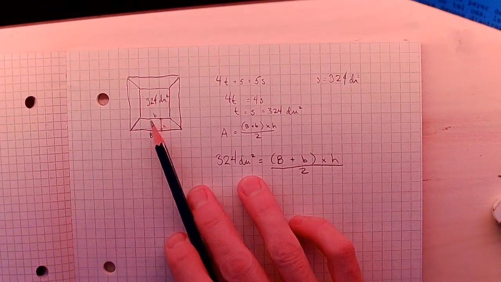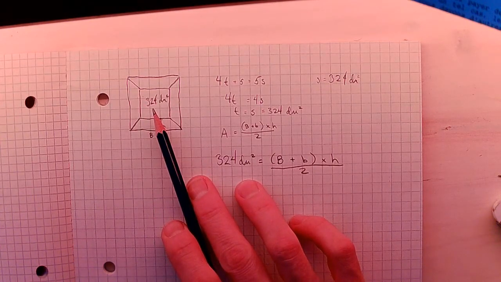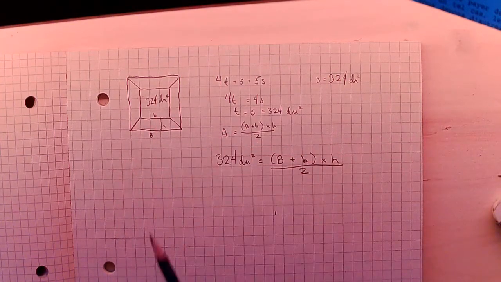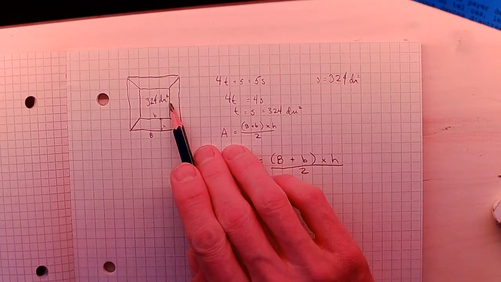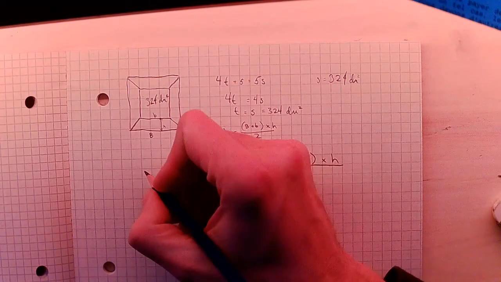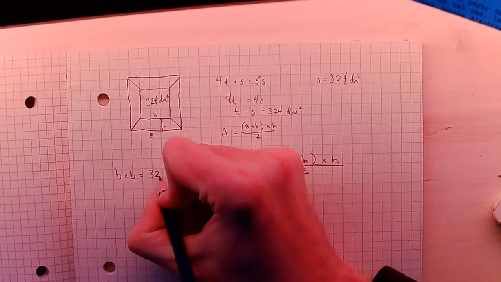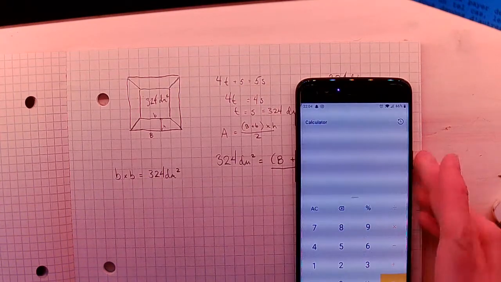Small b is equal to the side of this small square, which has an area of 324 decimeters squared. The area of a square is one side times another side. In this case, it would be b times this side. This side is also the same size of b. So b times b is equal to 324 decimeters squared. This is where we can get out our calculator, and we can use that to help us figure out the solution.